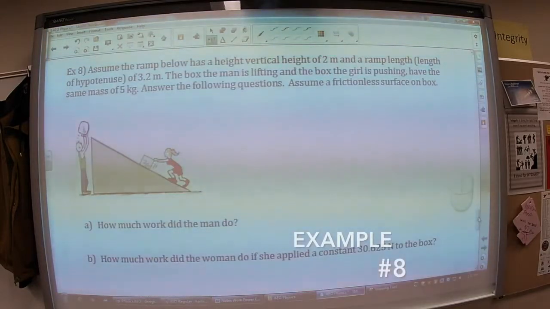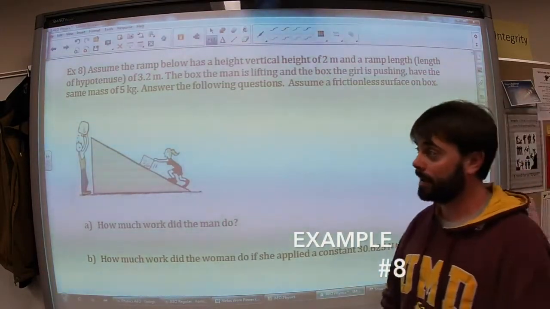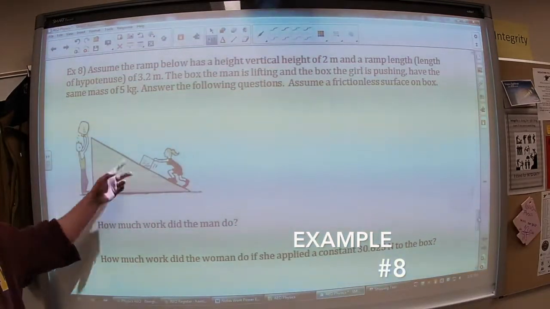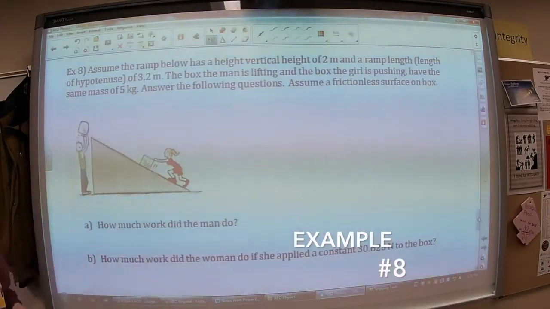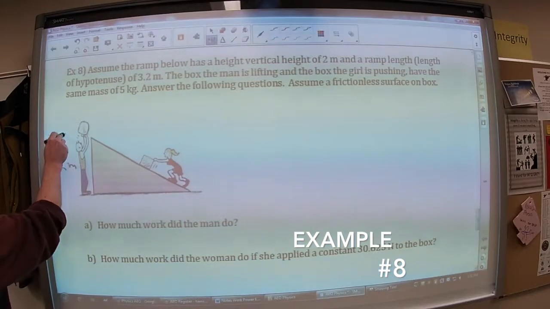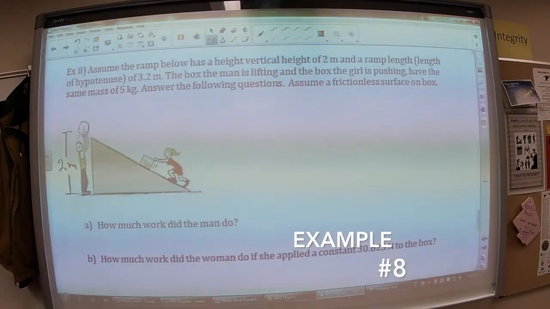Next example, it says, assume we have a ramp, and this ramp is going to be frictionless for sure, at least for the boxes. We'll assume that the shoes that the girl is wearing are not frictionless, so she can walk up it. It says, assume that the man who's over here not using the ramp lifts a rock straight to the top of the ramp without using it.